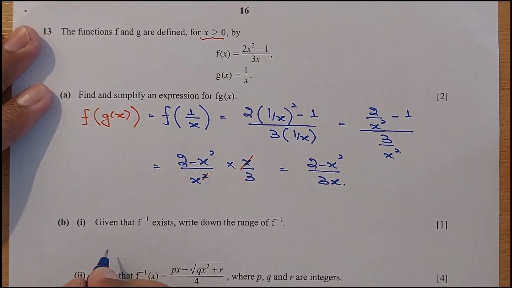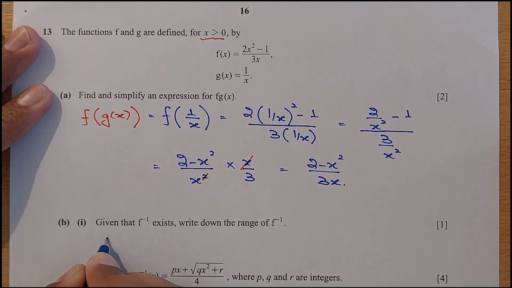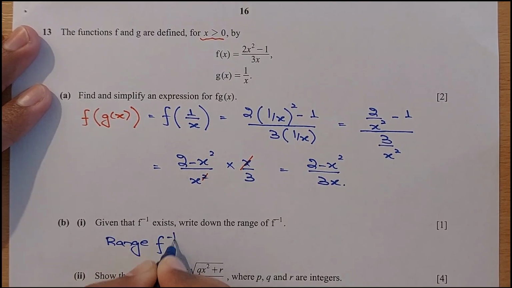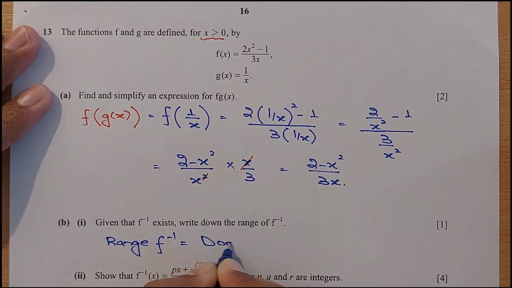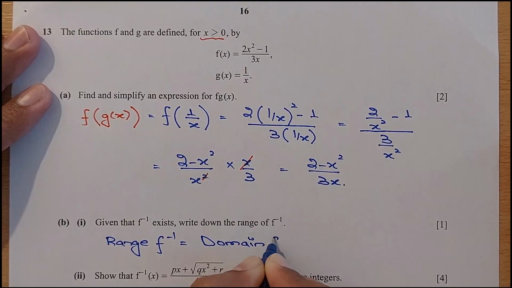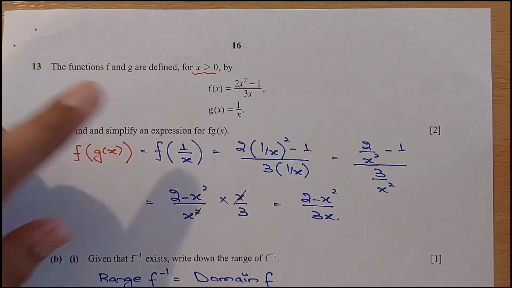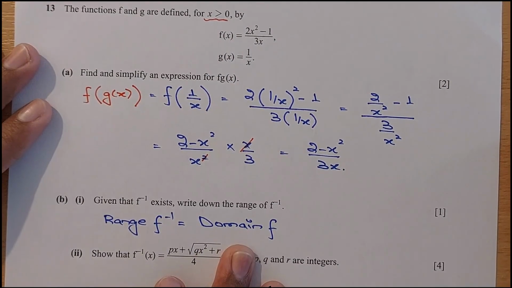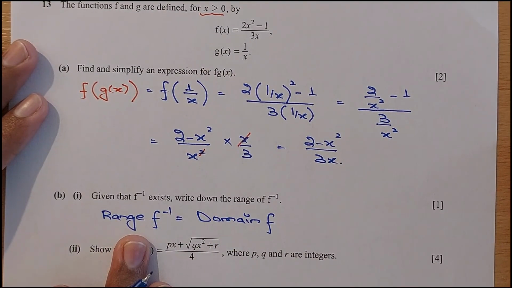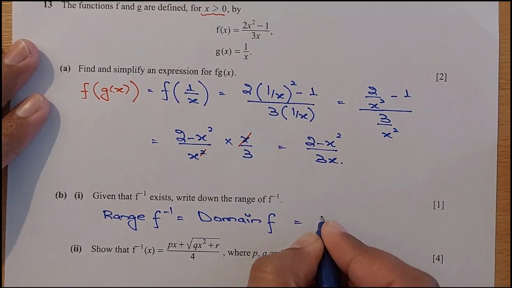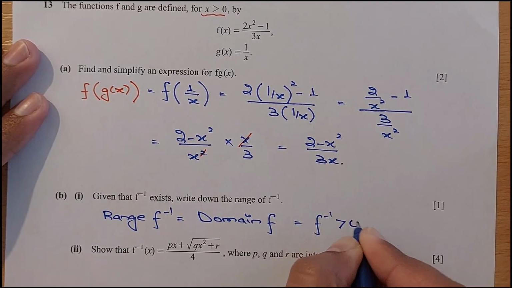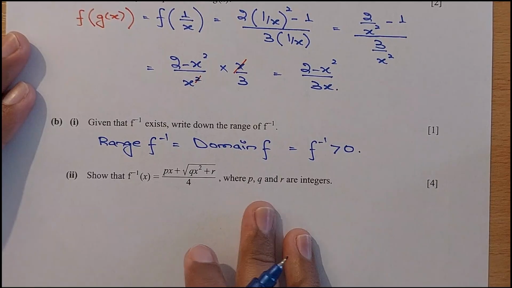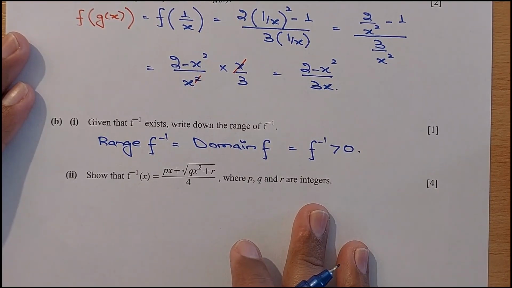Okay, so the range of the inverse function is equal to the domain of the function. As we know that the domain of the function is x greater than 0, so the range of f inverse is greater than 0. So we can say f inverse is greater than 0. Now for the second part, show that f inverse equals to this where p, q, r are integers.